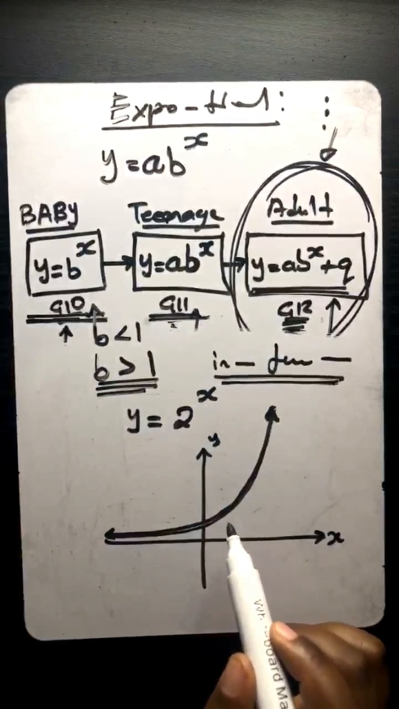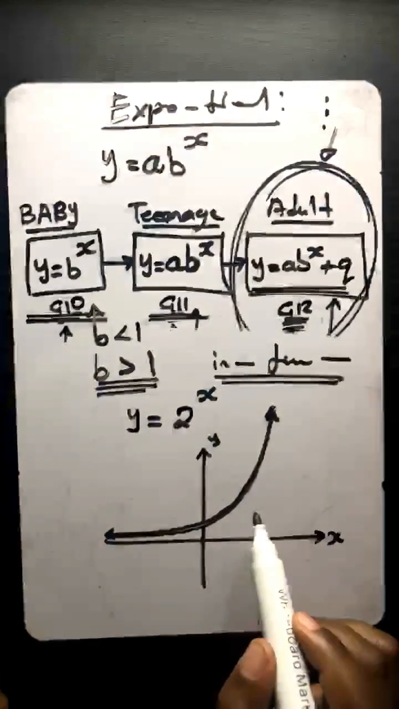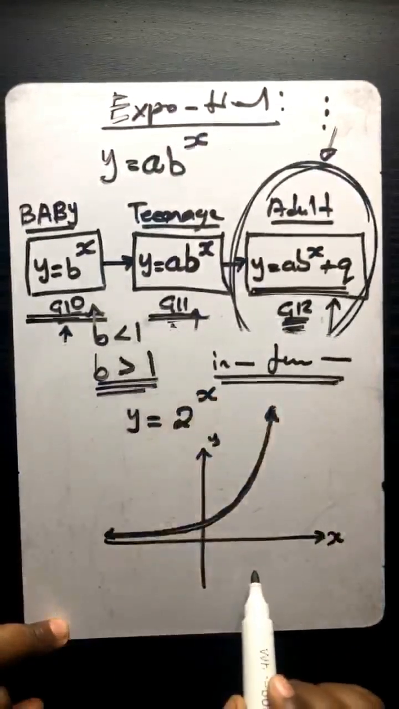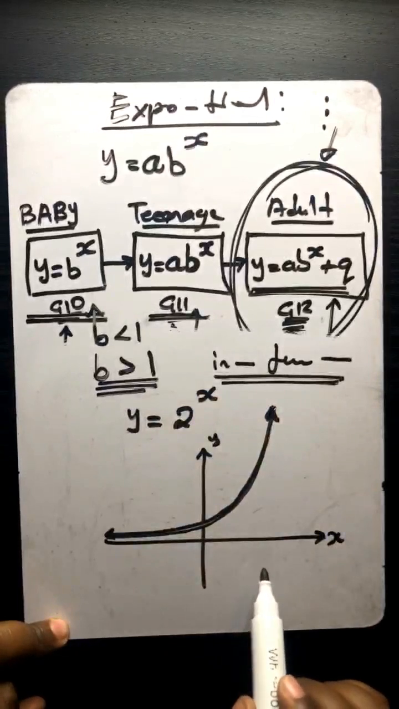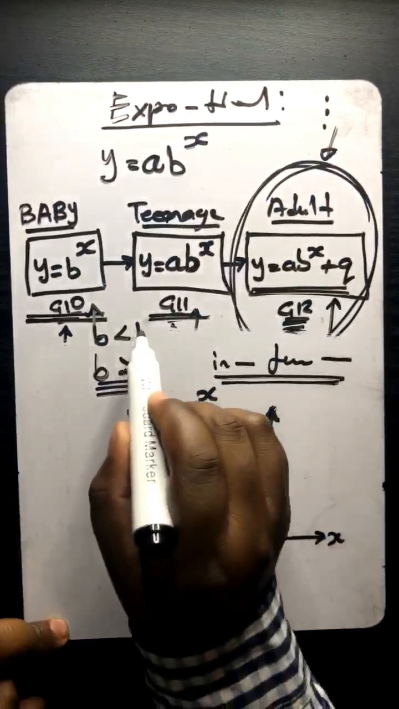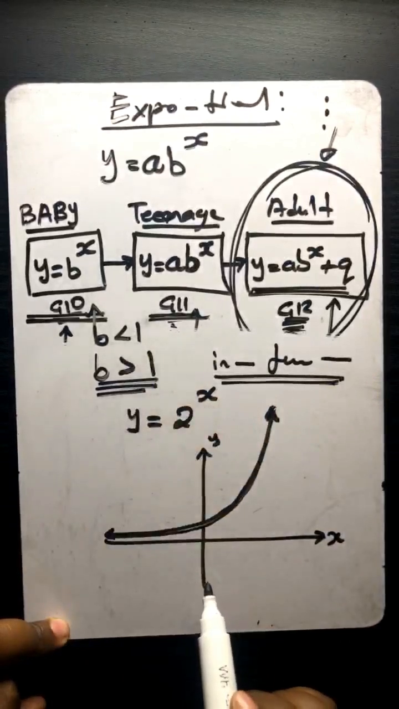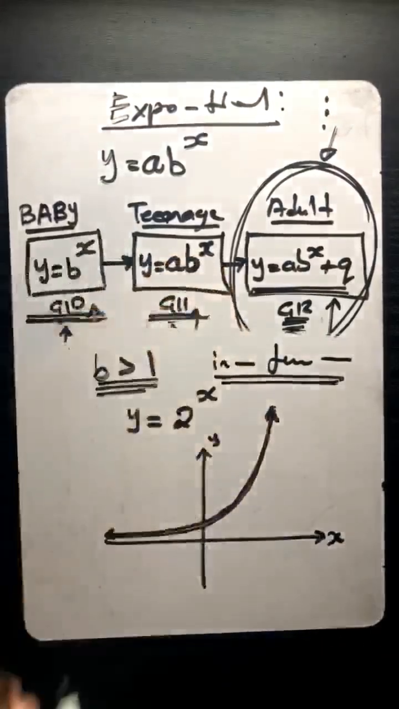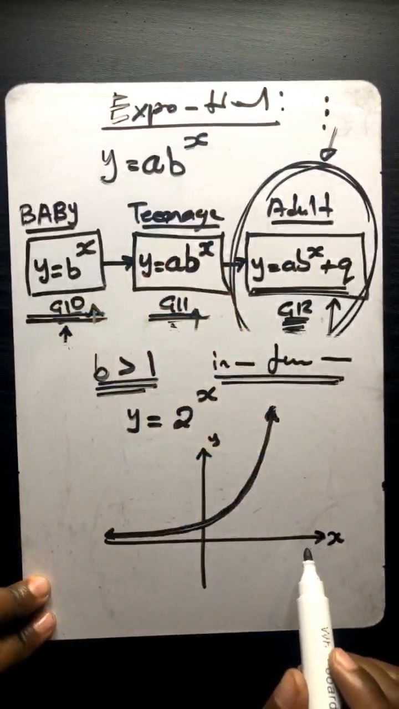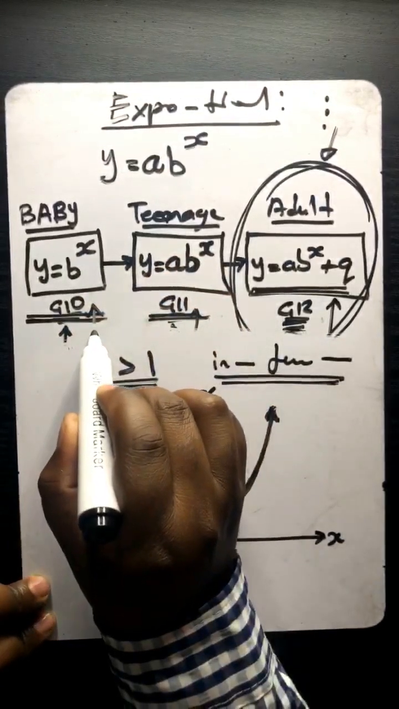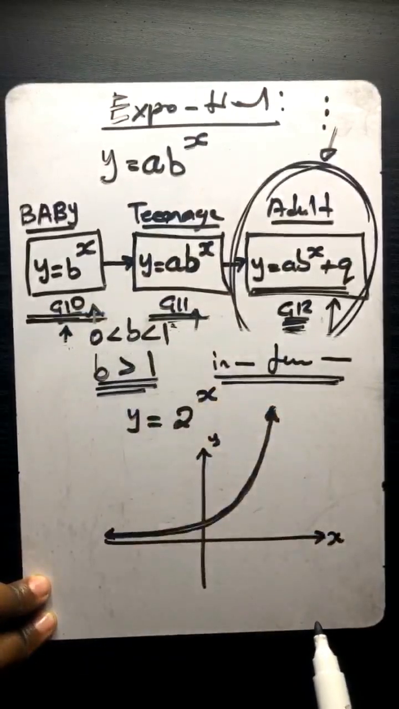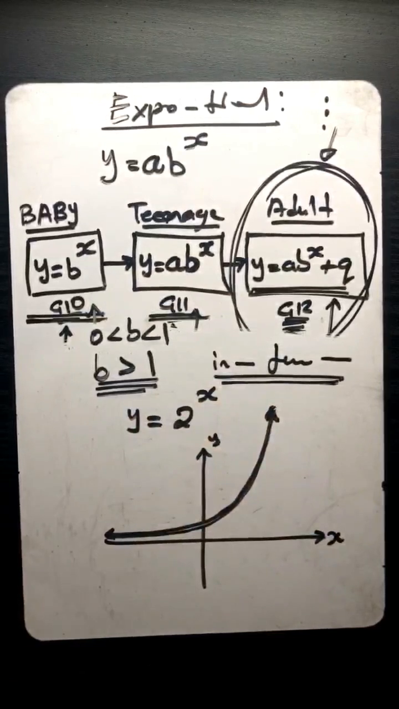let me quickly make sure of that statement. Not b being less than 1, but remember, we said b can never be equals to or less than 0, but it will be greater than 0. So that means if b is between 0 and 1, I want you guys to be aware of something.